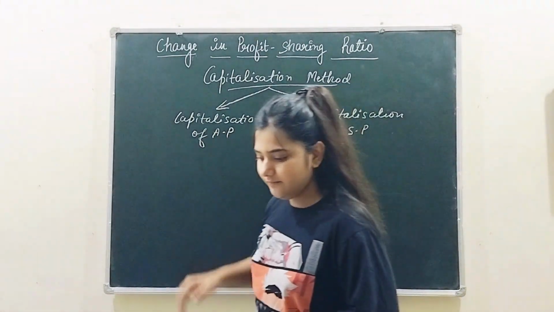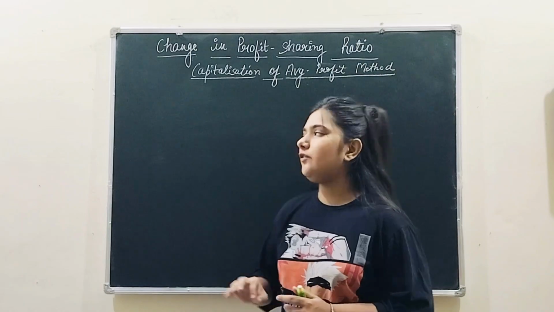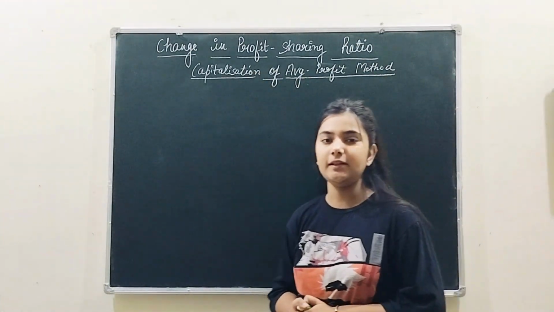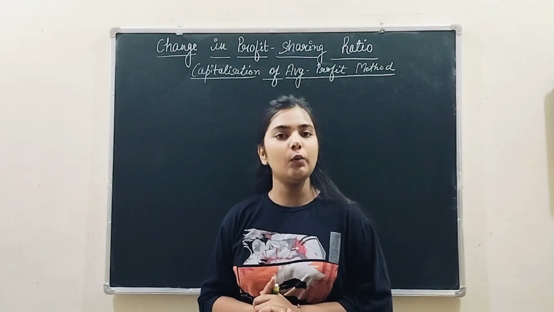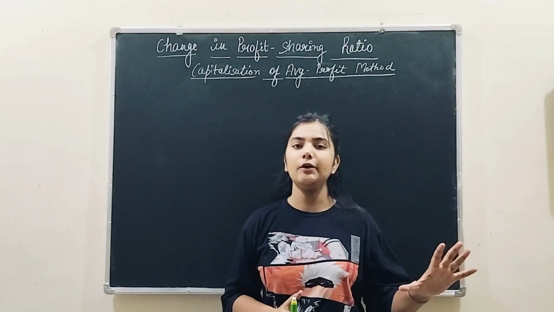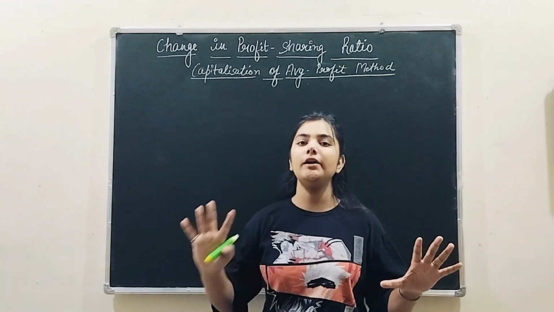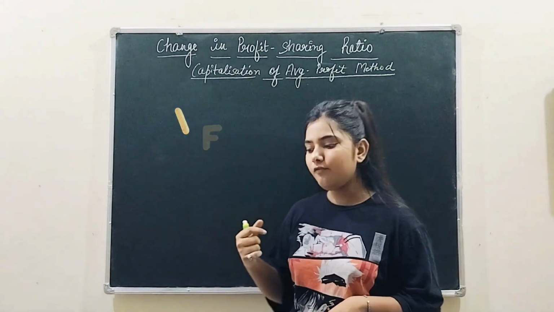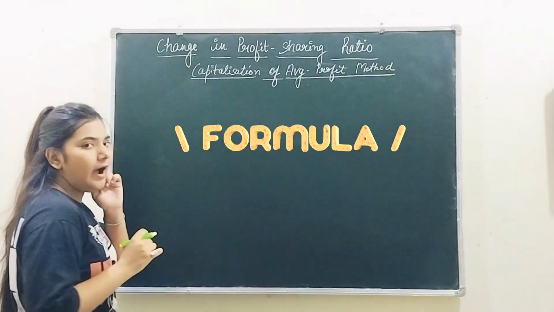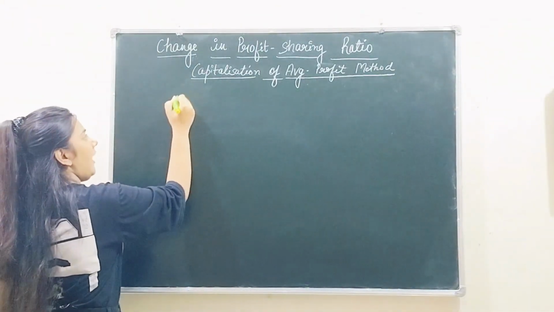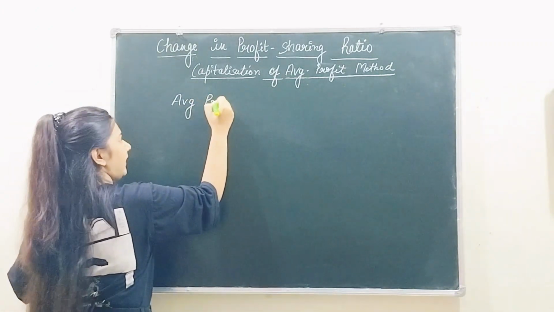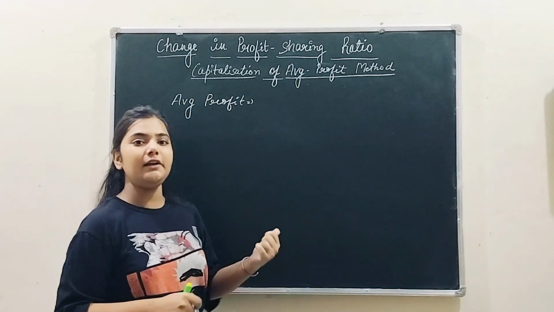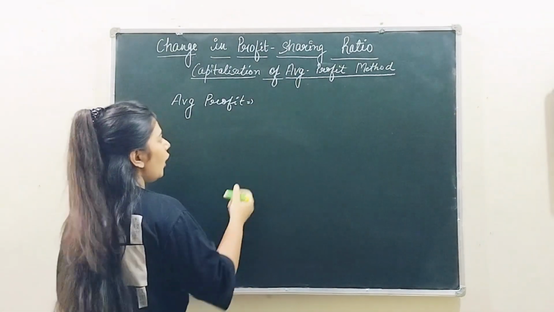So let's start. Okay, so we are starting with the very first method, which is about the capitalization of average profit method. Now in this method what we are going to do, first of all you are going to calculate your average profit, then you are going to calculate your capitalized value of average profit, right? So let's see the formula of this method. First of all what you have to do, you have to calculate your average profit, right? So about the average profit method we have learned in the past few videos, right? So how we do that?